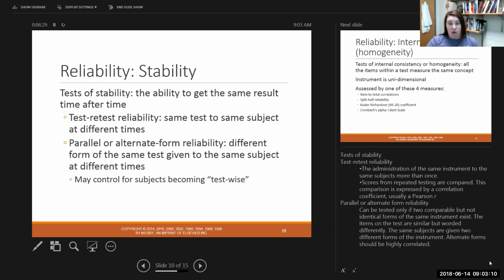And then parallel or alternate form reliability can be tested only if we have two comparable but not identical forms of instruments that are used. So again, the items on the test are similar, but they're worded differently. The same subjects are given two different instruments, and then we are looking to see, using both of these instruments, are we getting the same outcomes? They should be highly correlated.